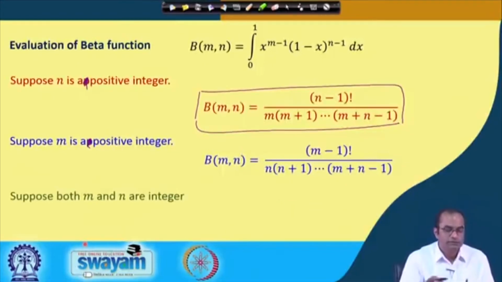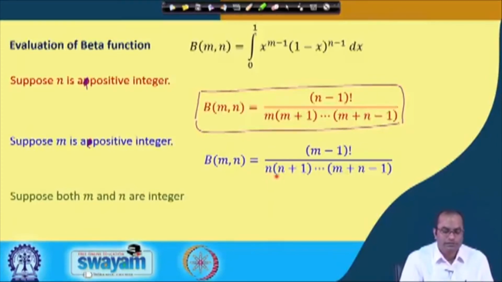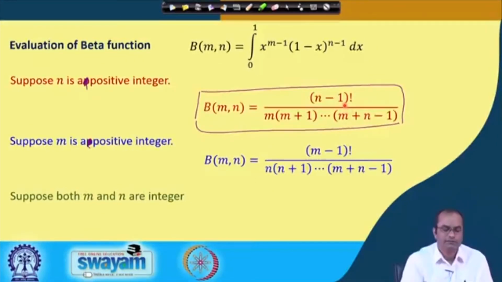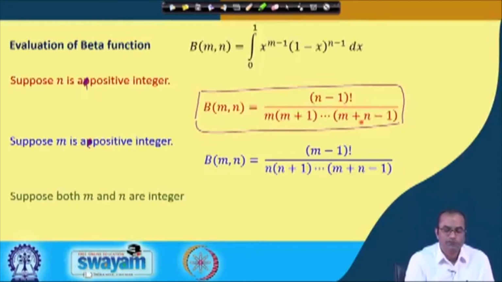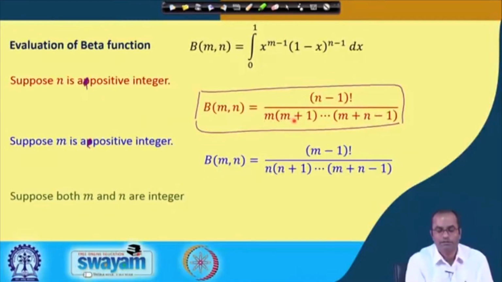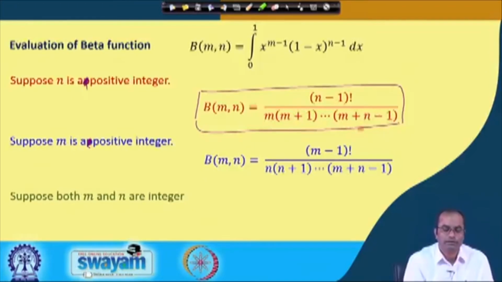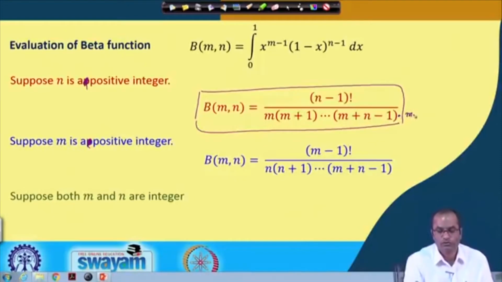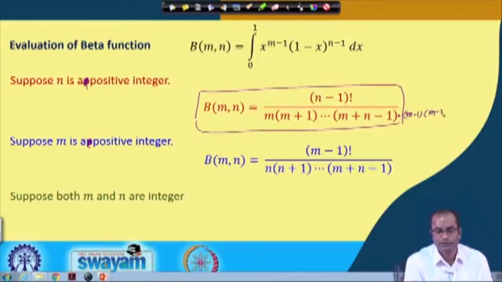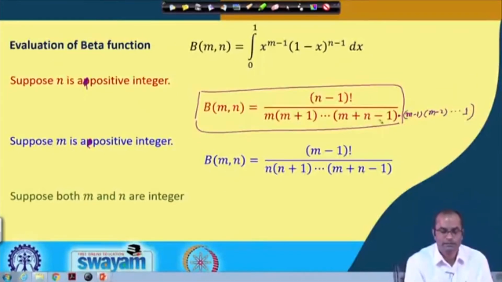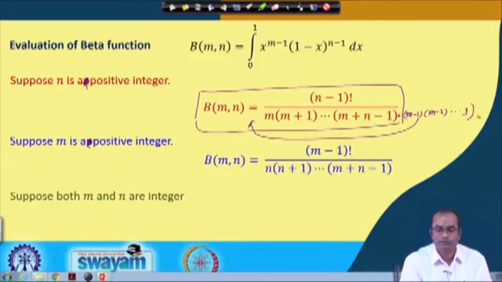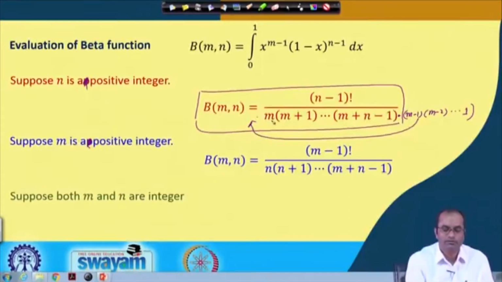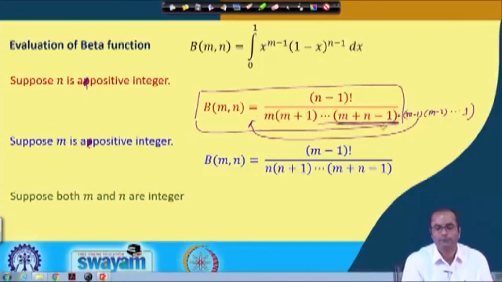If both m and n are integers, we can take this case for example. Here m is also an integer, so that means we have m plus 1 and so on, this product again appearing of these integers with a difference of 1. If we multiply in the numerator and the denominator also m minus 1, m minus 2 and up to 1, what we are getting is 1, 2, 3 and so on, m minus 1, m, and this product goes up to m plus n minus 1.